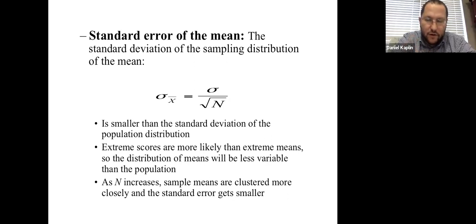So that's very important. There are two things. In the numerator, the smaller the population standard deviation, the smaller your standard error of the mean is going to be. And in the denominator, the larger your sample size is, the smaller your standard error of the mean is going to be.